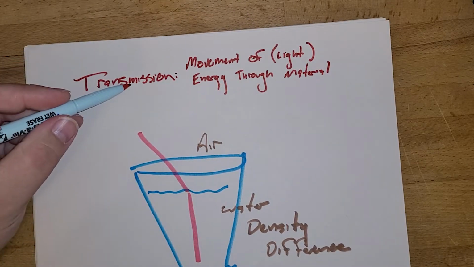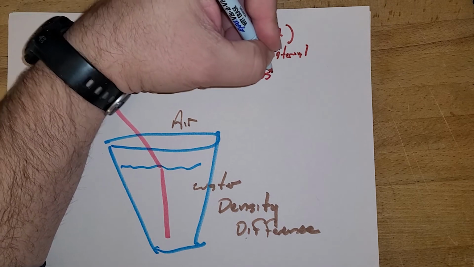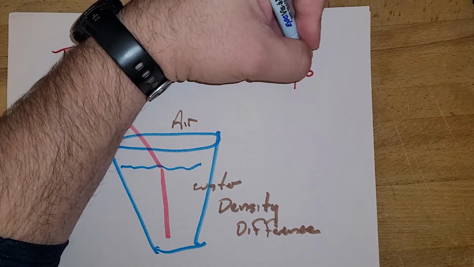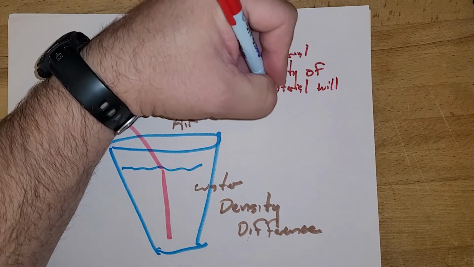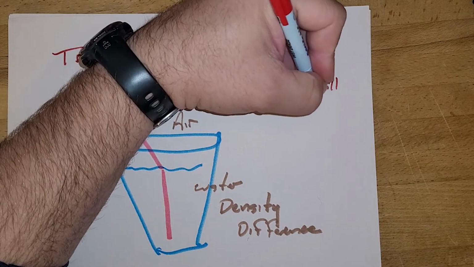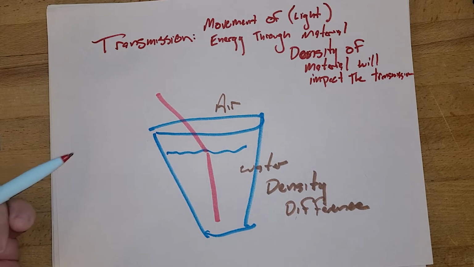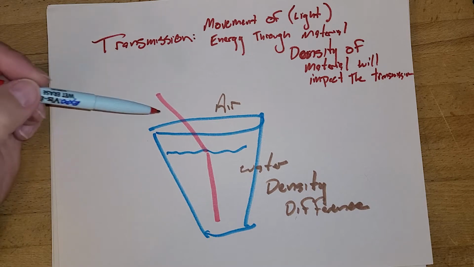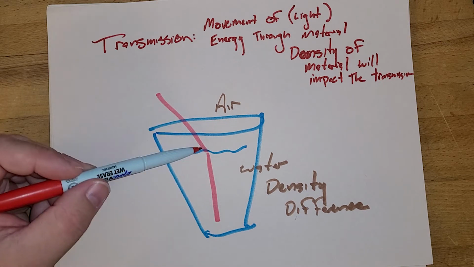And the rate of that transmission is going to be dependent on the density. That density of the material will impact the transmission. So this is really nice and clear here. We have the light energy coming and hitting my beautiful pink straw. It is bouncing off that pink straw through the air, and I see it in one spot, and then the water density is going to be different. So it looks like that straw is bending.